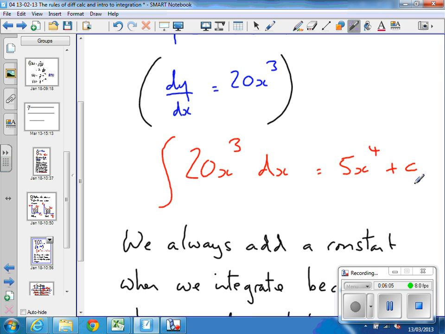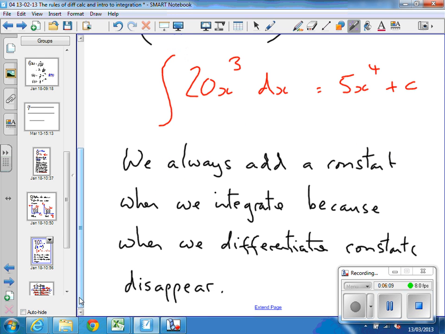So when we integrate, we always add this constant of integration. And the reason why it's there is because when we differentiate, that's disappeared. So when we integrate, it reappears.